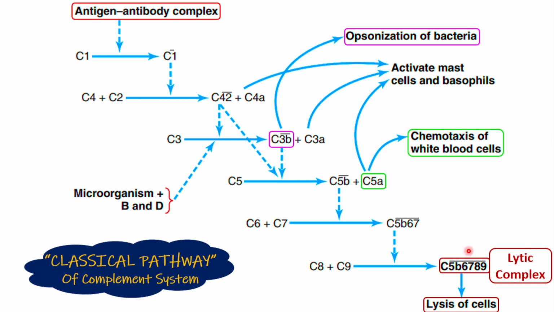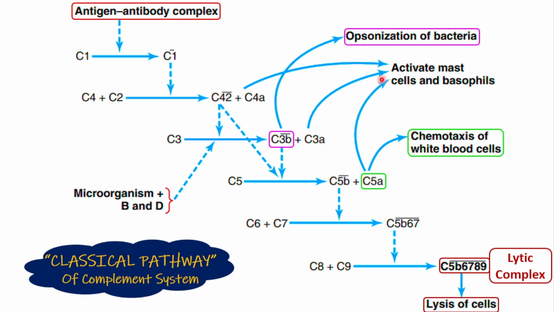Up till now we have discussed three things. One is the lytic complex, which will cause lysis. Then we have C5a, which will cause chemotaxis of white blood cells. Then we have C3b, which will cause opsonization of bacteria. And then at the last we have C3, C4, C5, C3a, C4a, C5a.